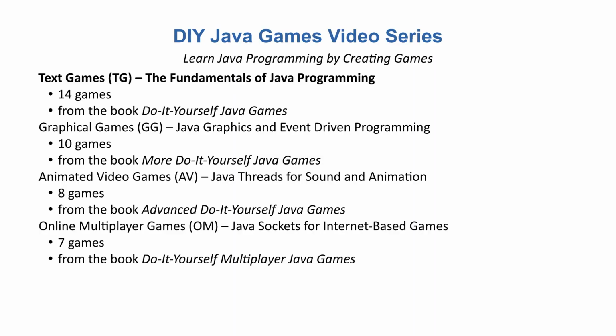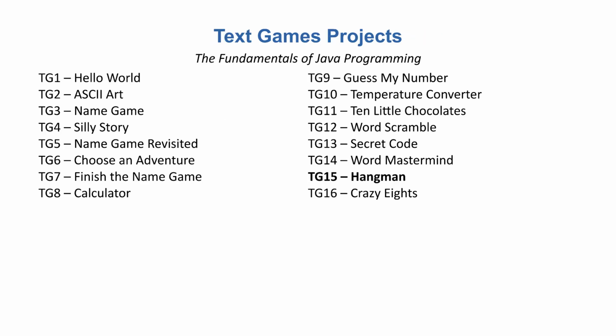We're currently in the Text Games video series, TG, the first of 4 types of games series. The focus of this series is to cover the fundamentals of Java programming. You'll learn how, when, and why Java programs are written the way they are. This series has 16 projects. Each project assumes you already have the skills taught in the previous projects. A link to the entire Text Games playlist is provided in the description below.